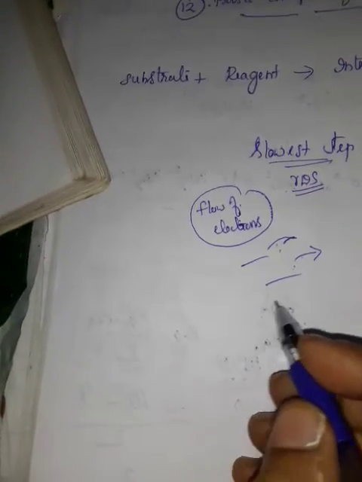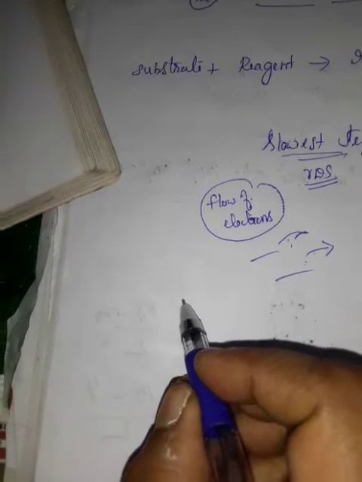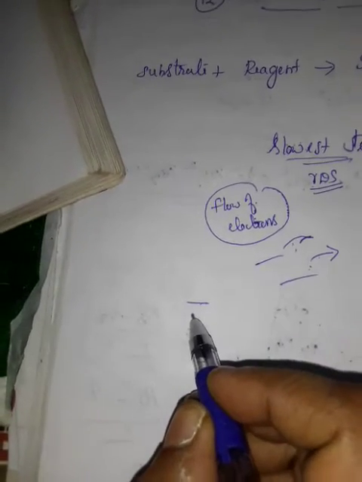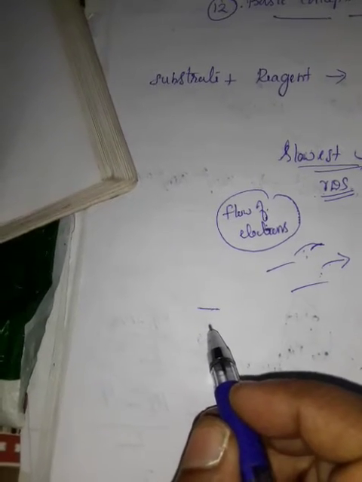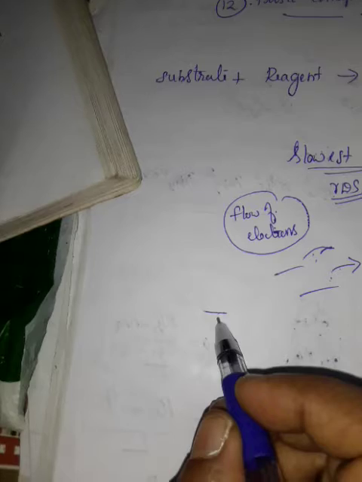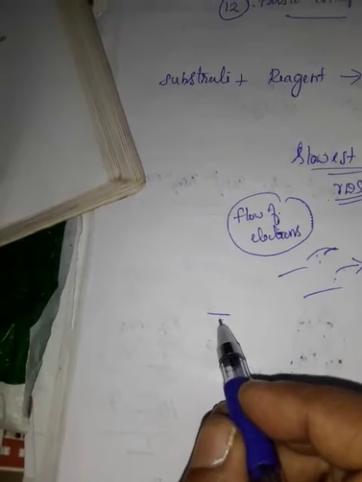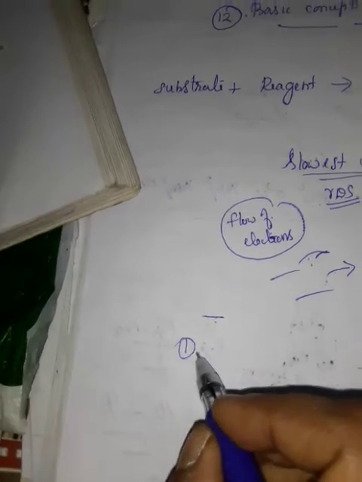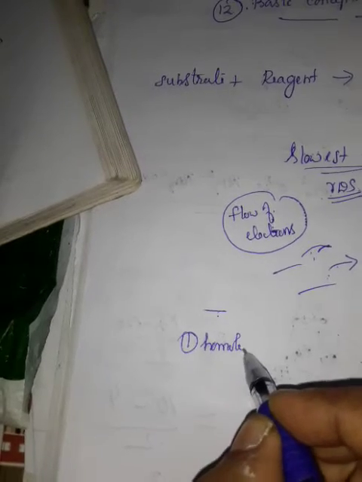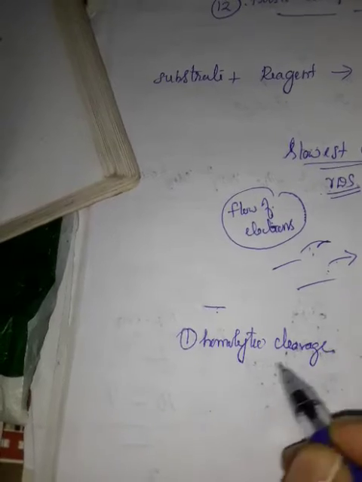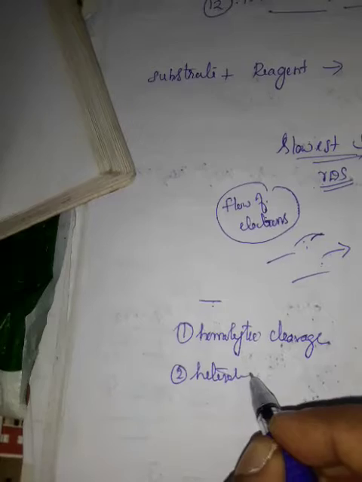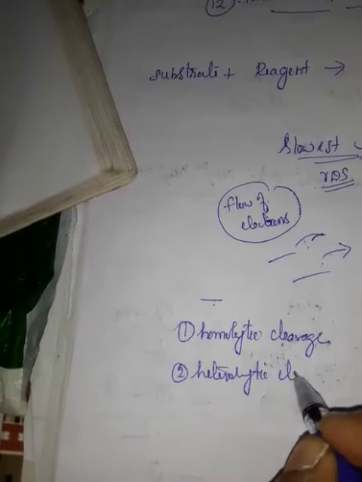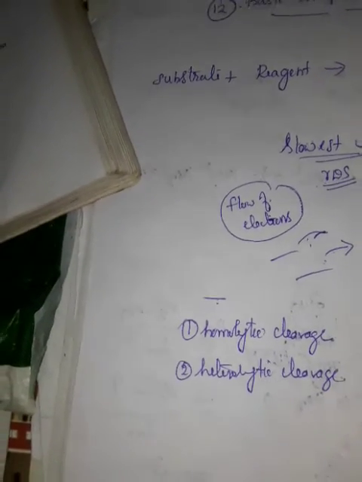So all organic molecules contain covalent bonds. A covalent bond is formed by mutual sharing of electrons between two atoms. These covalent bonds can break in two different ways. One is homolytic cleavage. Number two, heterolytic cleavage.